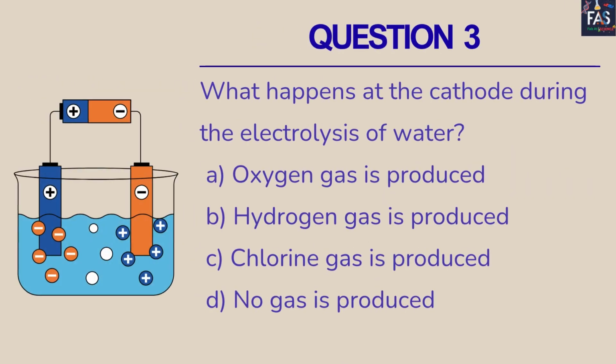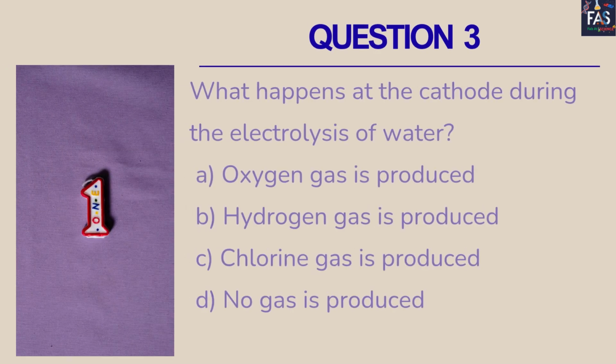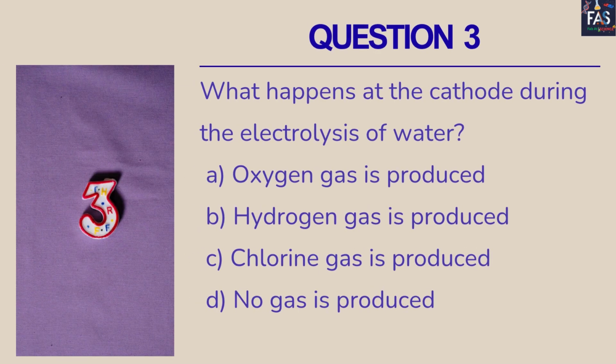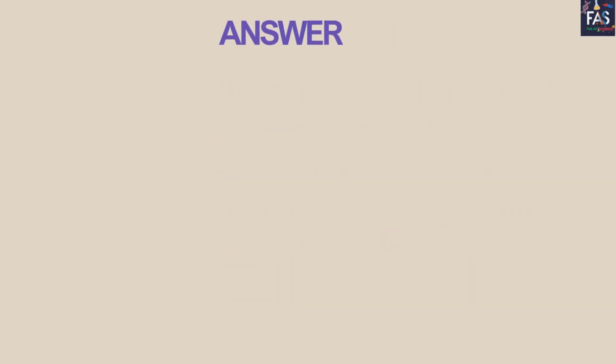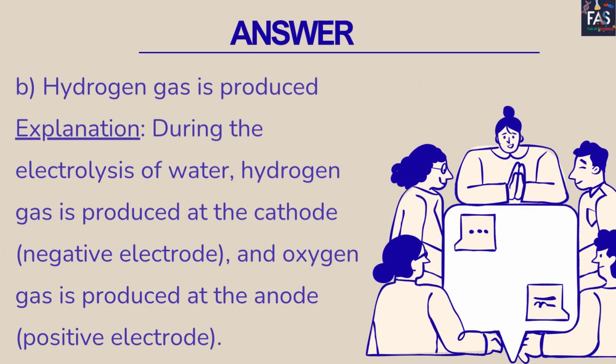Question 3. What happens at the cathode during the electrolysis of water? A. Oxygen gas is produced. B. Hydrogen gas is produced. C. Chlorine gas is produced. D. No gas is produced. Answer B. Hydrogen gas is produced. During the electrolysis of water, hydrogen gas is produced at the cathode, which is the negative electrode, and oxygen gas is produced at the anode, which is the positive electrode.